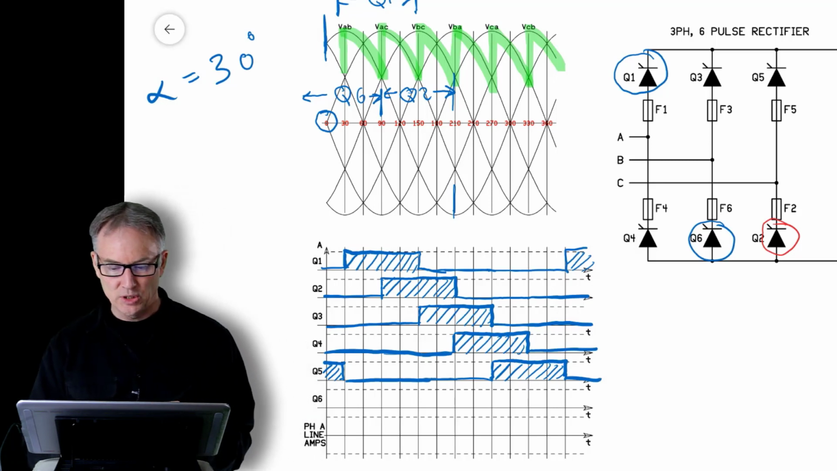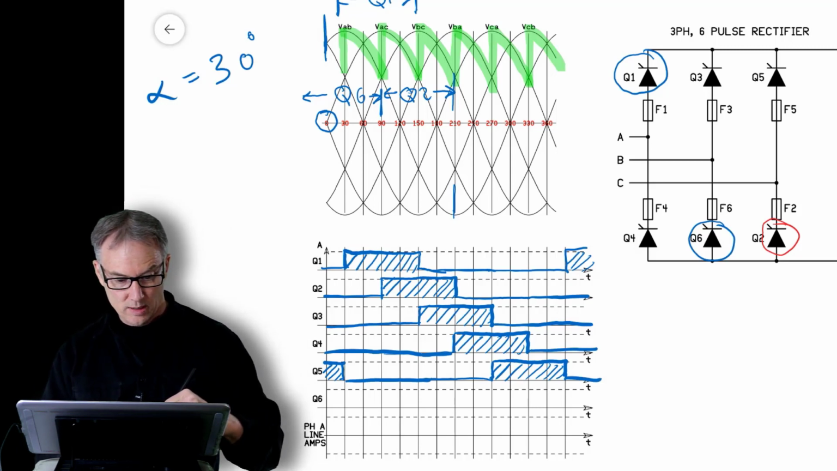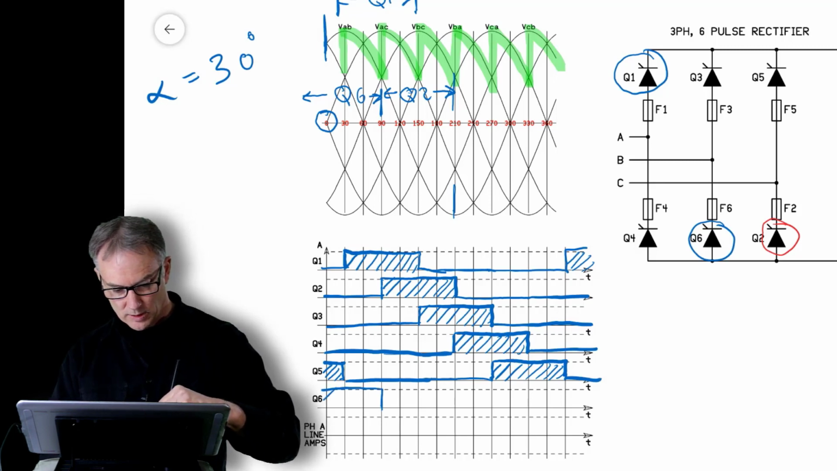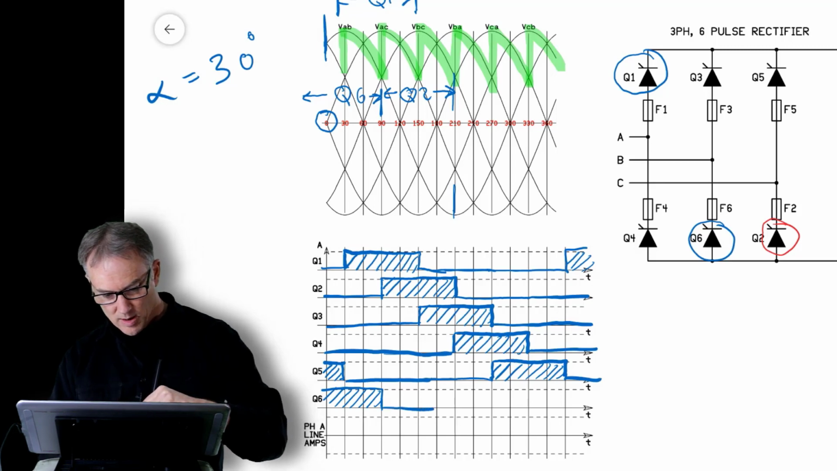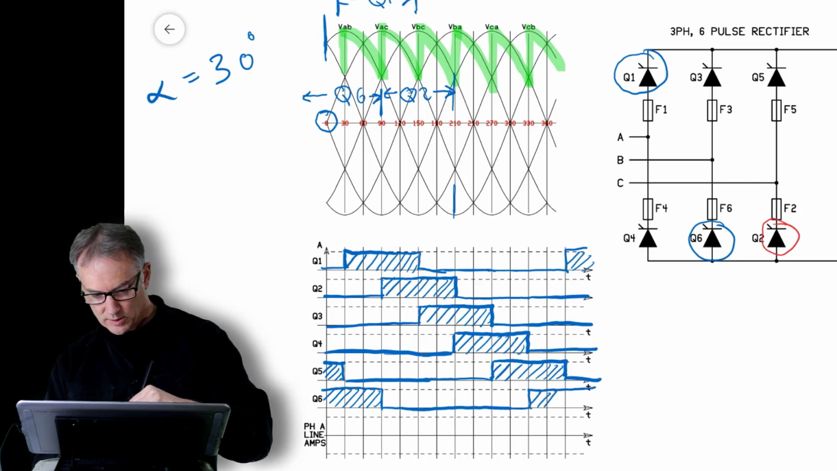And now I come to Q6. So we know that Q6 was on at this point for phase A. So it was on here. And then it'll be off for 4 more. So that's 1, 2, 1 more. And then it'll be on the rest of this time here.